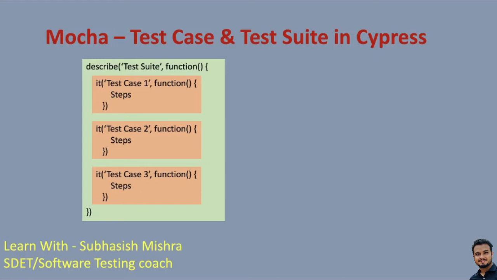So, each it function is used for writing individual Mocha JavaScript test cases. Again it takes two parameters. The first parameter is the name of the test case and the second parameter is the function which holds the body or steps of the test. Okay. So, you can write multiple it blocks inside a describe function. Okay. Here you can see we have written three.